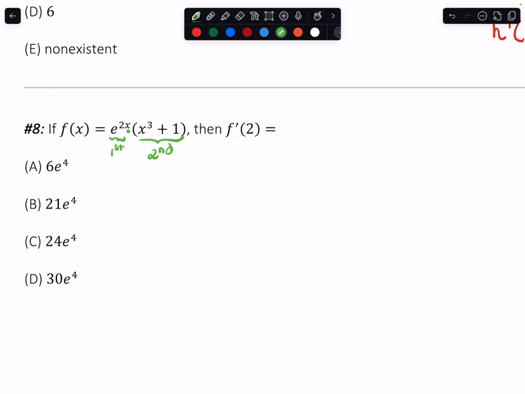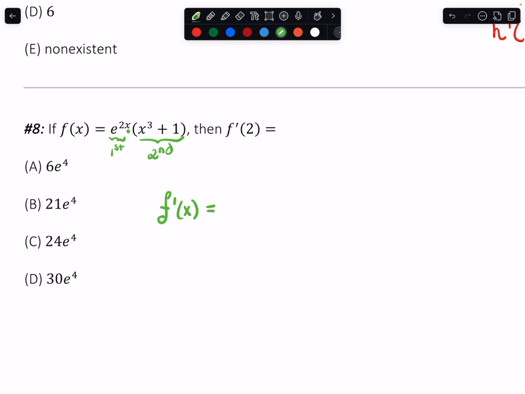By the way, I would not distribute the e to the 2x. I would leave it as it is and apply the product rule. But notice what happens in the middle of the product rule. Again, trippy. They want f prime of 2. Well, you're not going to get f prime of 2 unless you first find f prime of x. That's not possible, right?